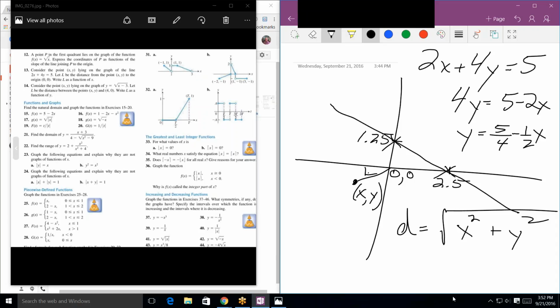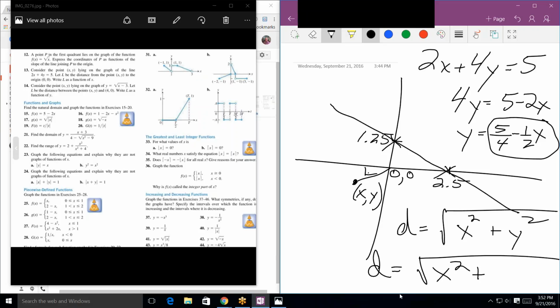And now, if we go back into the distance function and substitute that for y, we'll have the whole thing as a function of x. In other words, d now becomes the square root of x squared plus, instead of y, I'm going to put this thing in here. See what I'm doing? Yes. And now we have the answer.